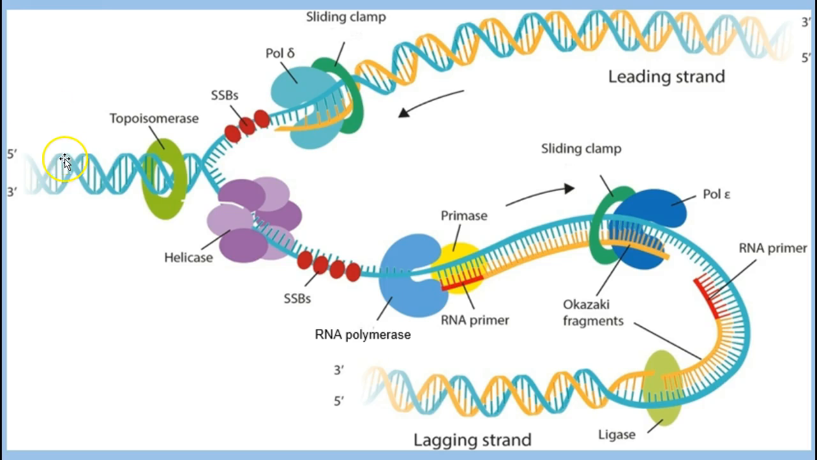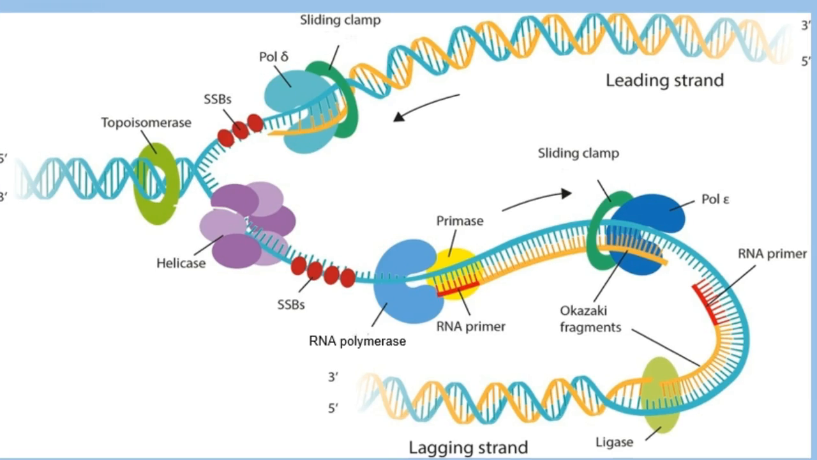You can see the leading strand and the lagging strand. You can see the sliding clamp, which is here. You can also see the single-strand binding proteins. You can see the DNA polymerase creating the new strands, adding the bases, and you can see helicase opening up DNA so that it can be replicated.